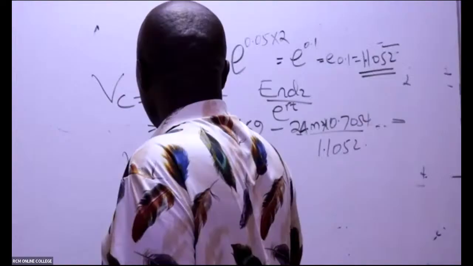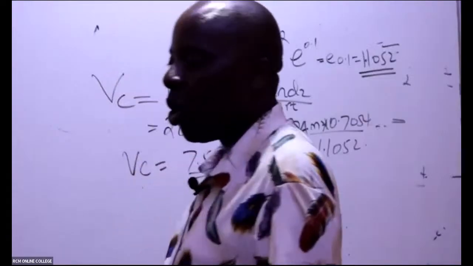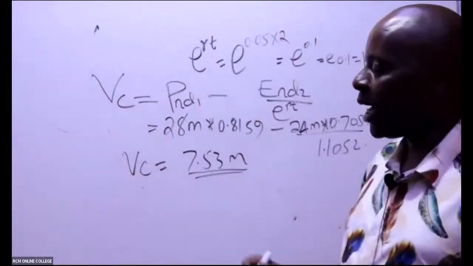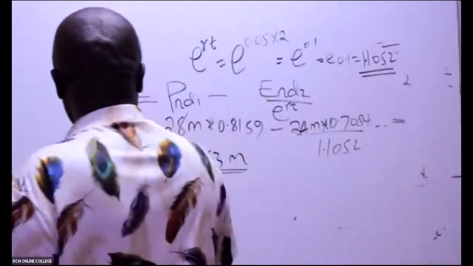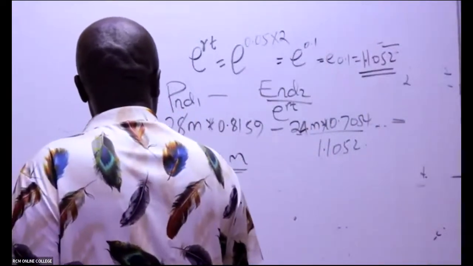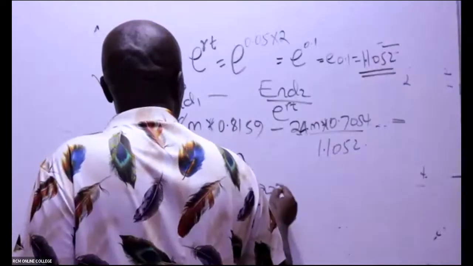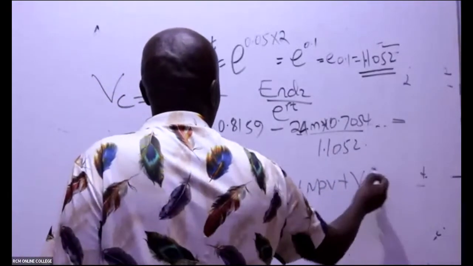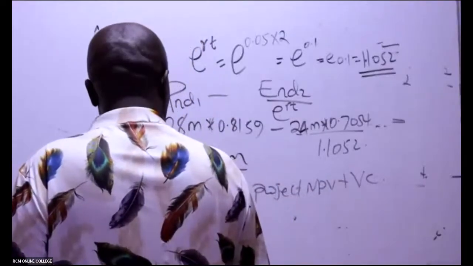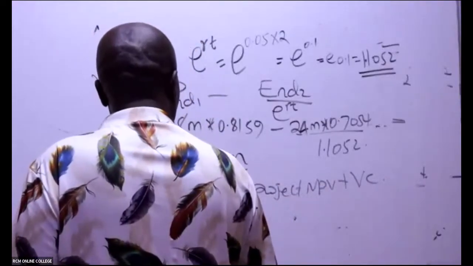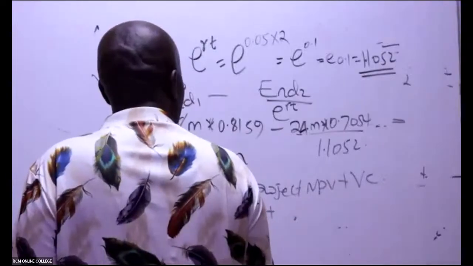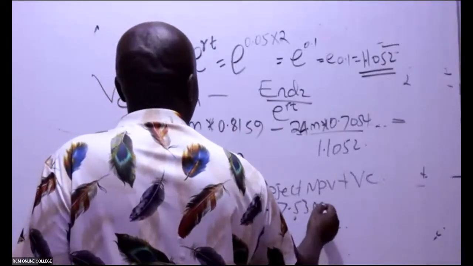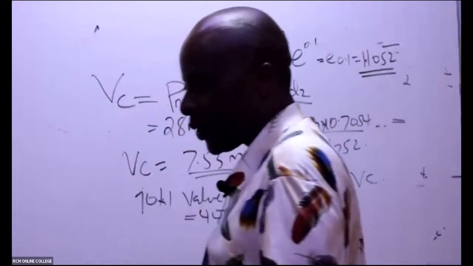So 7.53 million is the value of the call option. And therefore, total value of the project will be NPV given plus this value of the call. So it will be NPV up there, which is 4 million, plus this 7.53 million, which will end up giving us something there.